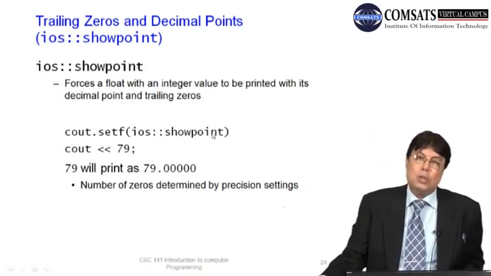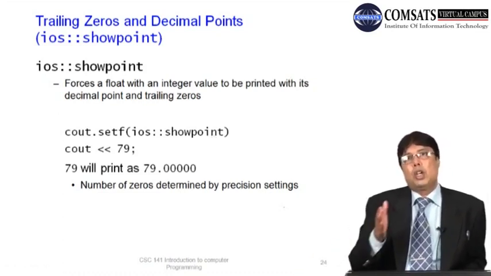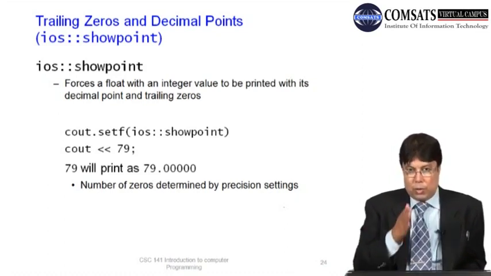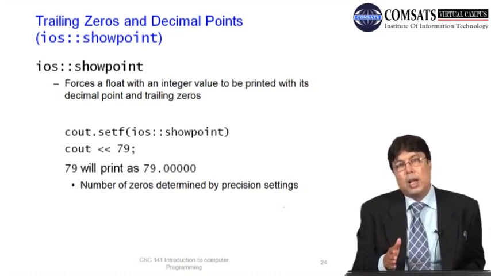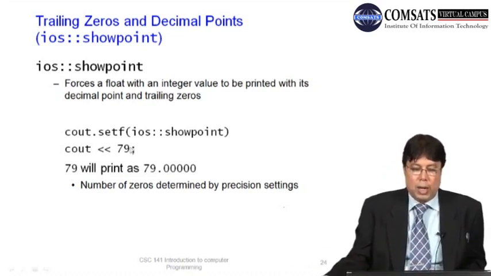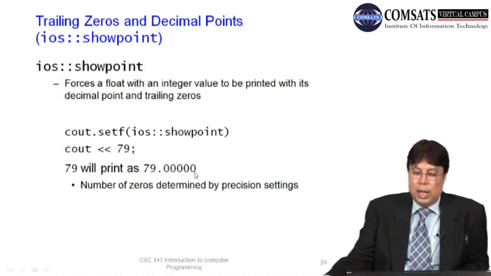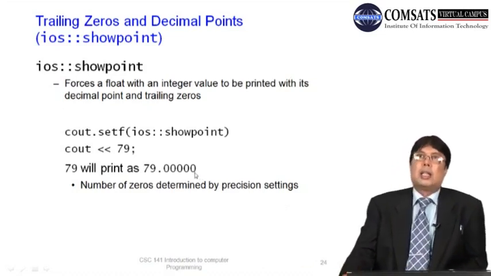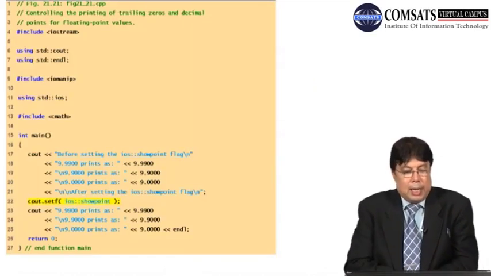So with showpoint you can always combine the precision also. How many decimal places after the decimal? Obviously, if you are showing a decimal point, then you also need to specify how many digits after that decimal point. So this 79 will be automatically printed as 79 point, and these 5 or 6 or 3 or 2 will be the precision that you will set separately. Okay, this is the example here.